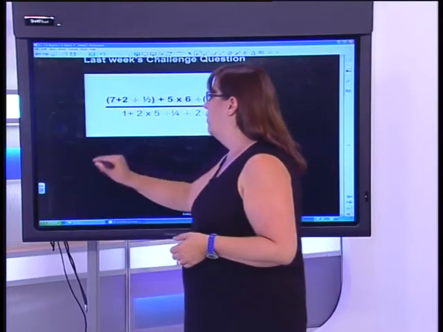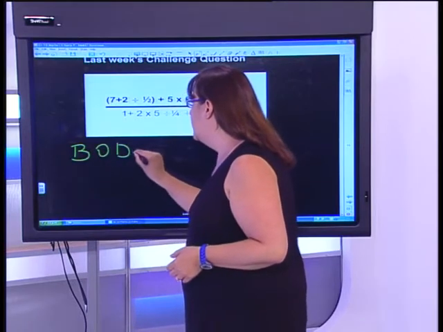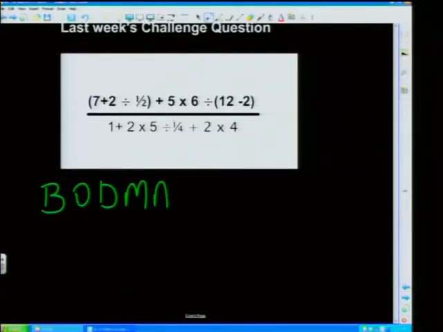Okay. So what I'm going to do is I'm going to go through the solution. First of all, remember we were dealing with BODMAS last week. What is BODMAS? It was brackets, of, division, multiplication, addition, and subtraction.